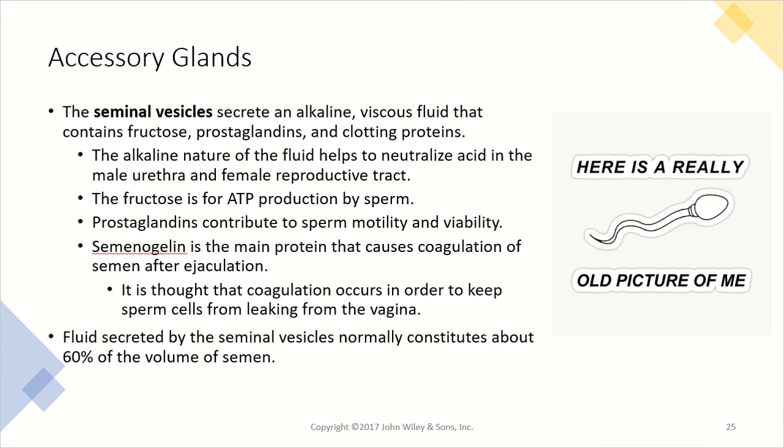Semenogelin is going to be a protein, the main protein in semen or seminal secretions, that's going to cause coagulation of semen after ejaculation. And it's thought that this coagulation is going to occur in order to help to keep those little sperm cells from leaking from the vagina. So the fluid that's secreted by these seminal vesicles is normally going to constitute about 60% of the volume of semen. So the majority of the volume of semen is coming from these seminal vesicles. 60%, more than half.